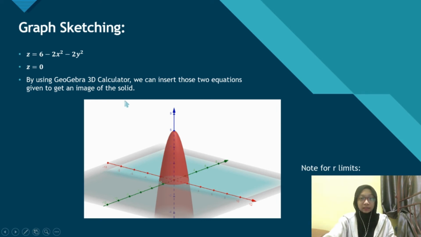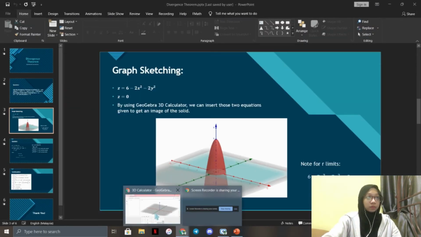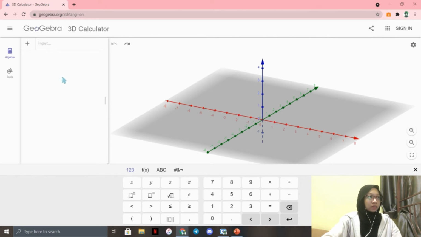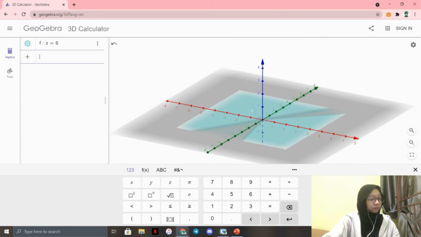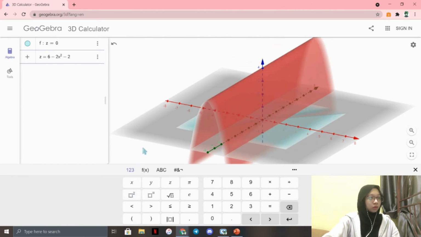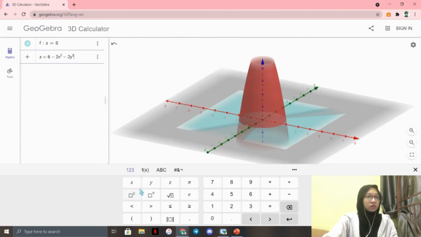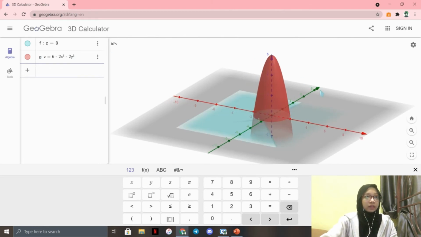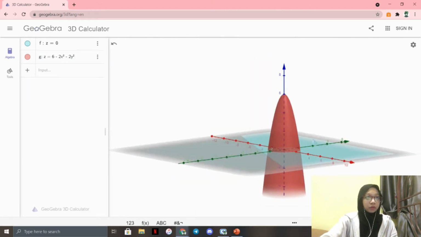I get this graph by using the GeoGebra 3D calculator. This is the GeoGebra website, and I set it to the 3D calculator. At first I insert z equal to 0 and set the color as blue. As you can see, this blue is z equal to 0. Next is z equal to 6 minus 2x squared minus 2y squared. So this is how I get the graph, which is a paraboloid.